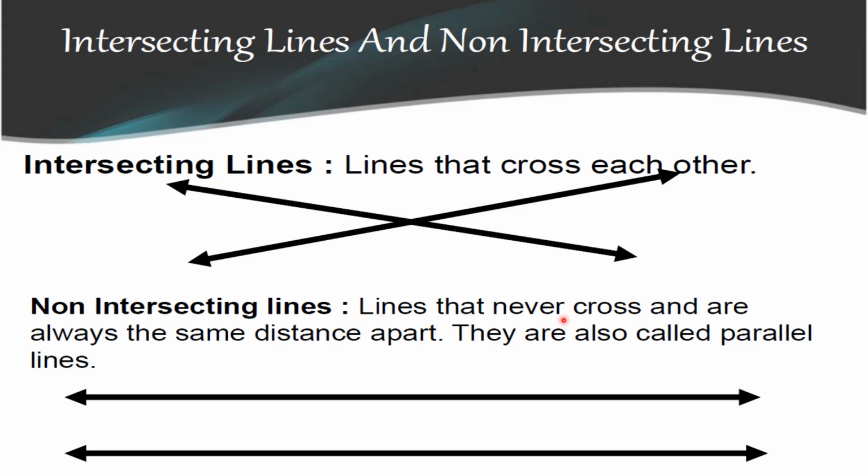Lines that never cross and are always the same distance apart are also called parallel lines. Understood this point, my children? Non-intersecting lines are also called parallel lines. Parallel lines or non-intersecting lines means they never cross each other. The distance between these two lines is the same. Okay, my children? Understood this point?